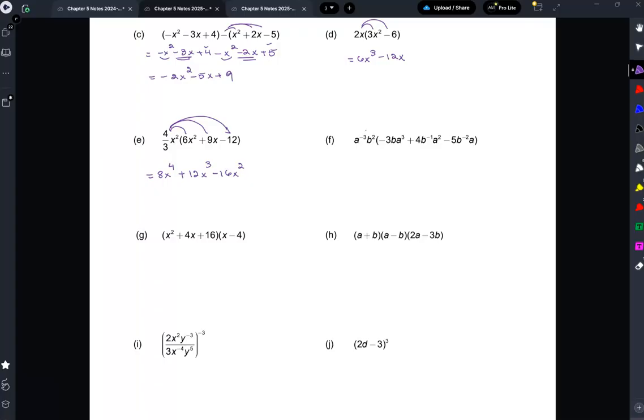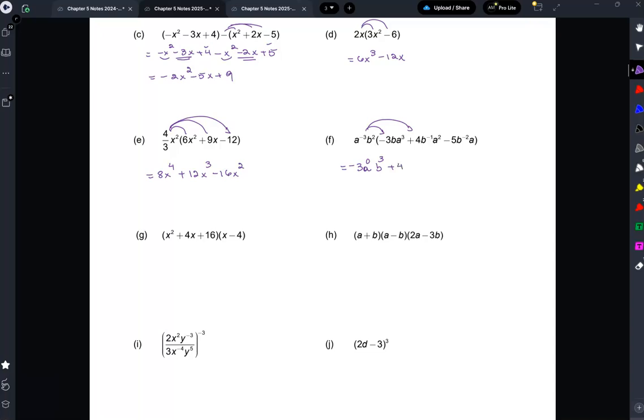Okay, here, let's distribute. So I have this times this. So first of all, I have negative 3. Okay, a to the negative 3 times a to the 3. That's a to the 0. I add the exponents. B squared times b is b to the 3.